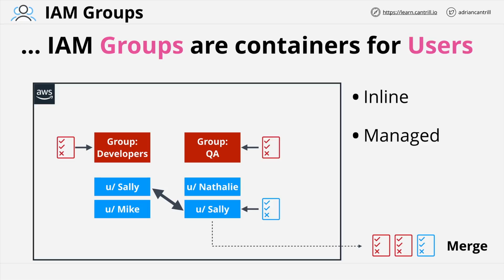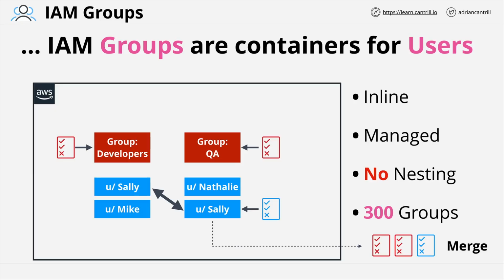Another really important limitation of groups is that you can't have any nesting. You can't have groups within groups. IAM groups contain users, and IAM groups can have permissions attached. That's it. There's no nesting, and groups cannot be logged into. They don't have any credentials. Now there is a limit of 300 groups per account, but this can be increased with a support ticket.